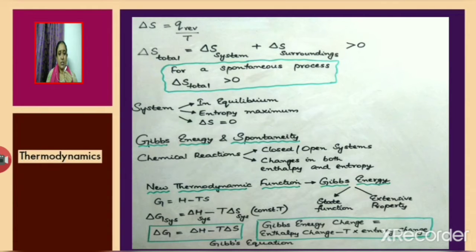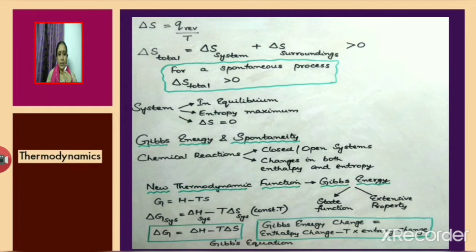In the previous session, we have seen that decrease in enthalpy cannot be taken as a criterion to decide the spontaneity of a reaction, because there are certain endothermic reactions which are quite spontaneous. So we have another thermodynamic function, that is entropy, to decide the spontaneity of a reaction. If delta S total is greater than 0, or if entropy of the system increases, then it will be a spontaneous process. If the system is in equilibrium, then the entropy will be maximum and delta S will be equal to 0.